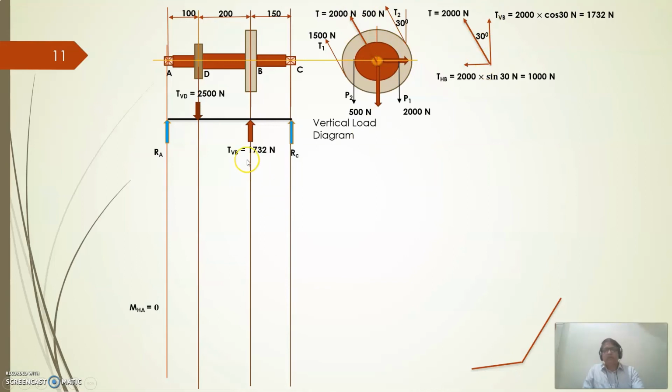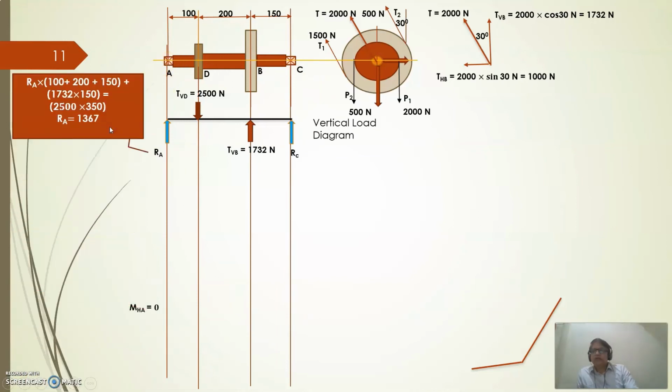So TVB is 1732, right? Make this one clear, as it is a reaction. I resolve these two components. TVB is vertically upward, whereas at point D it is vertically downward. So that's why this is in the downward direction and this is in the upward direction. Now assume that RA and RC both are acting in the upward direction. These are the reactions at the bearings.